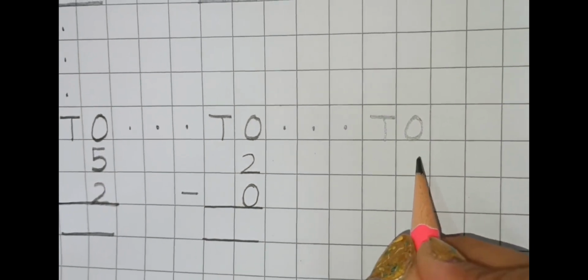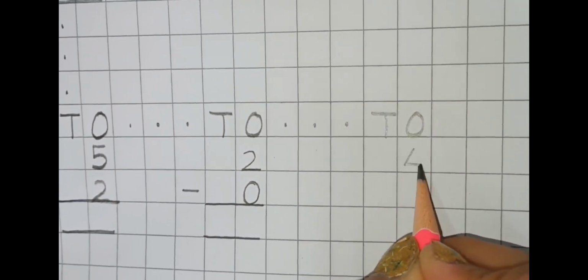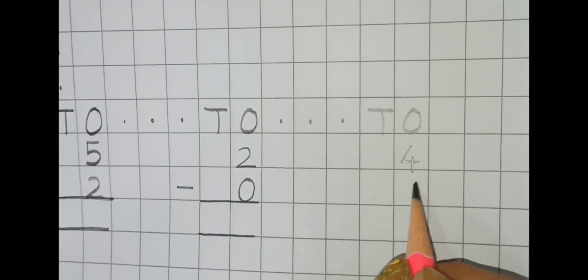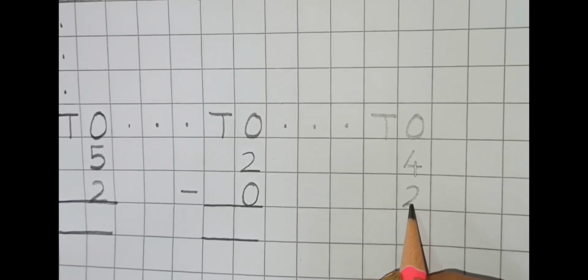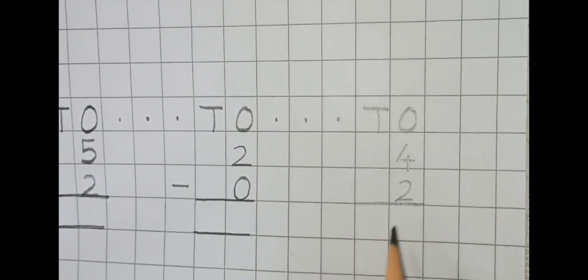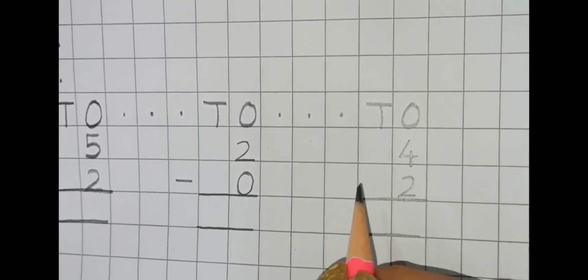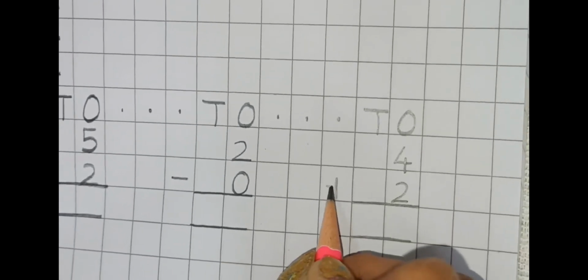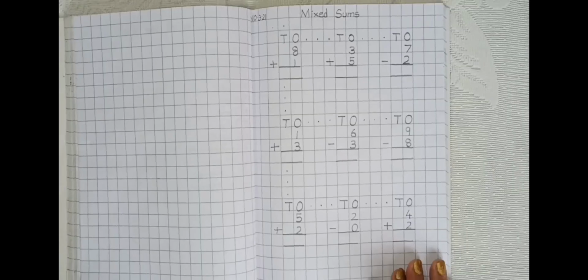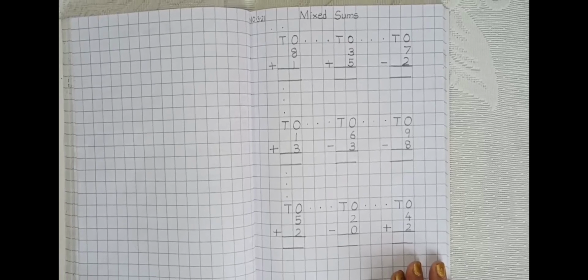Under this ones, we'll write number 4. Under 4, we'll write number 2. Then 2 lines and sign of addition. Now we have written all the sums.